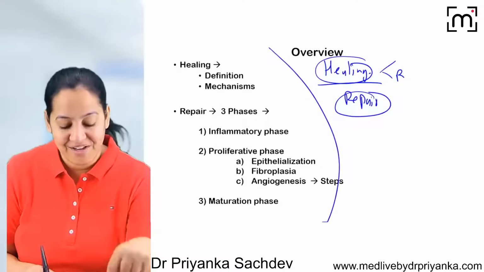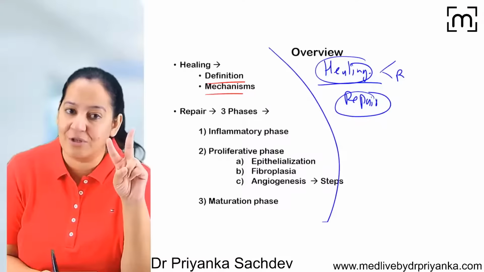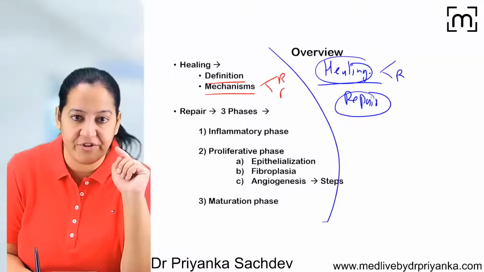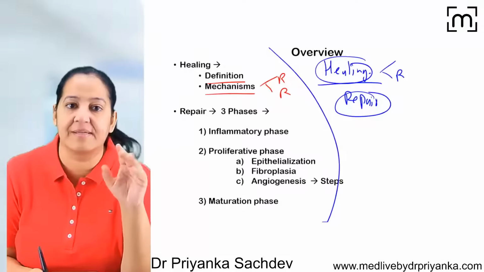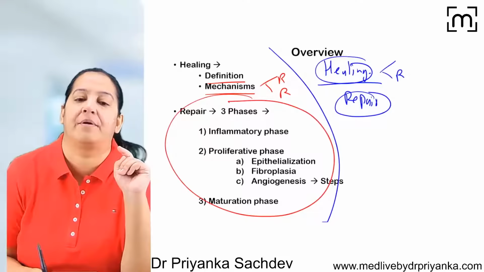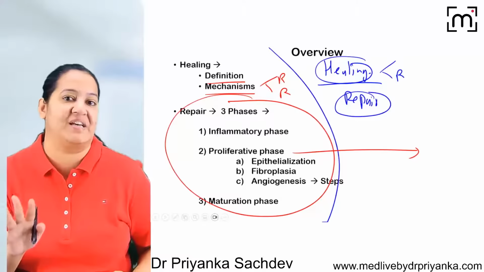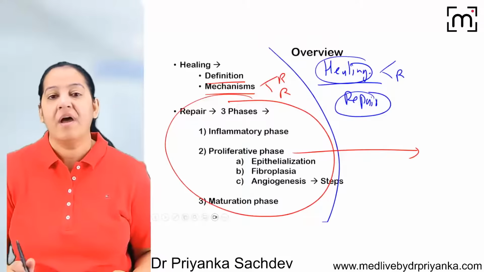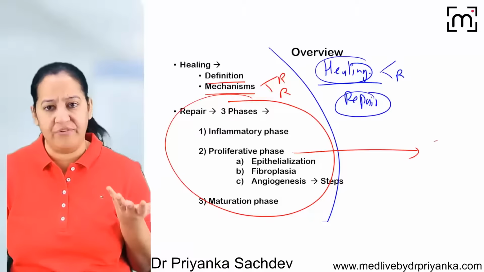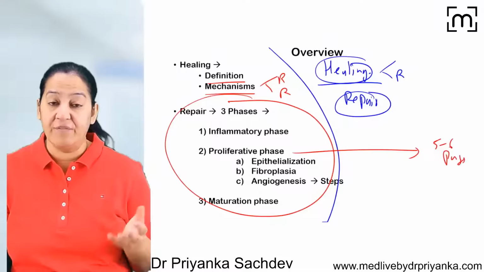So first, write down the definition of the healing. Write down the two mechanisms, that is repair and regeneration. Draw diagram, show differences, and the 3 steps of the repair. Draw the 3 diagrams of the 3 steps, please, and draw the flow chart. I hope if you are going to write this, you are going to fill your 5 to 6 pages on that, and you will get full marks.